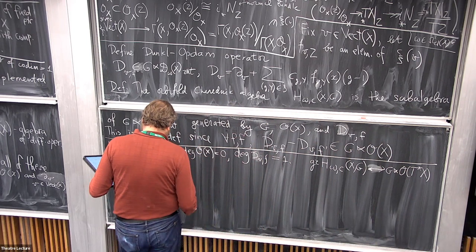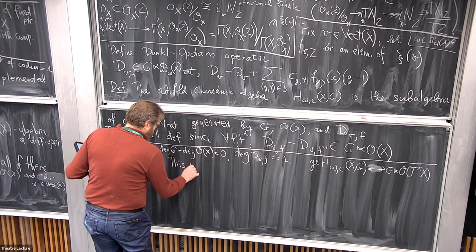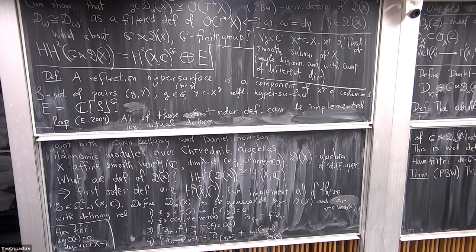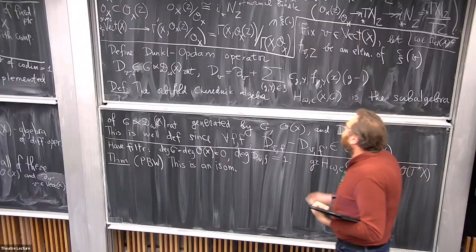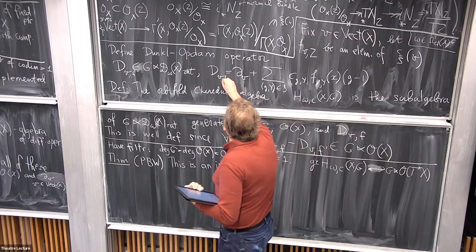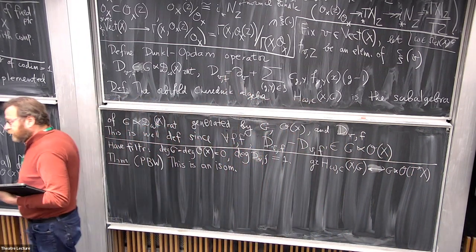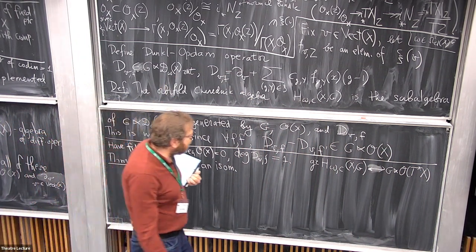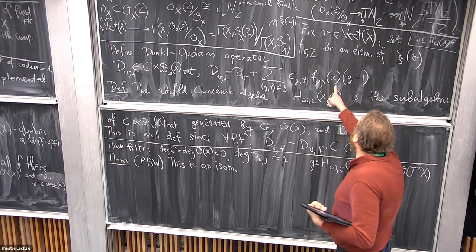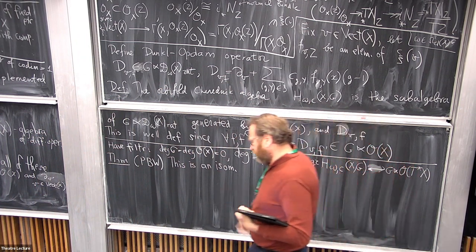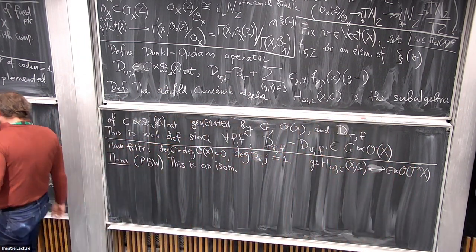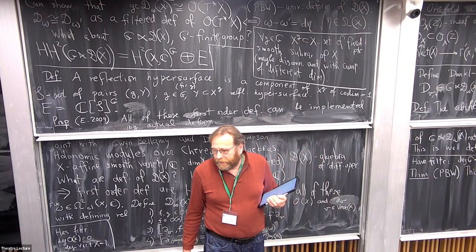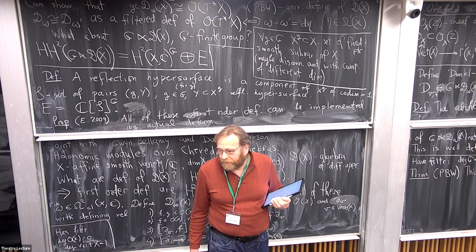And the PBW theorem says that this is an isomorphism. So in other words, if we had just D_v's, then we would generate this algebra G semi-direct product D_omega of X without poles. And the claim is that when we make this deformation, it is kind of coherent, in the sense that we don't get too many operators. We don't get more than in the undeformed case.